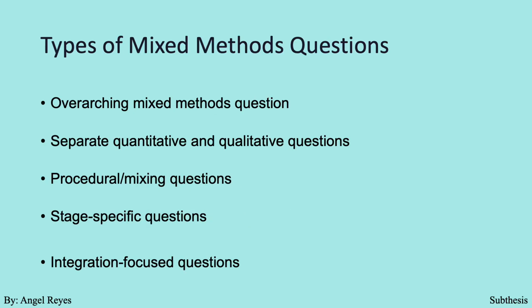Mixed method studies may include different types of research questions. An overarching mixed methods question ties the whole study together by explicitly requiring integration of both data types. You may also pose separate quantitative and qualitative questions, each addressing a different part of the problem. Procedural or mixing questions focus on how the methods will be integrated, whether sequentially or concurrently. In more complex designs, you might ask stage-specific questions tailored to individual phases of the study.